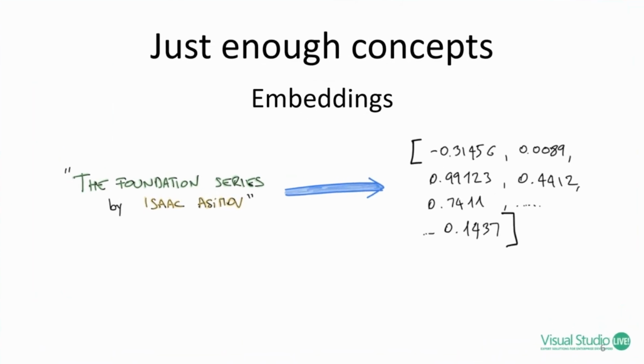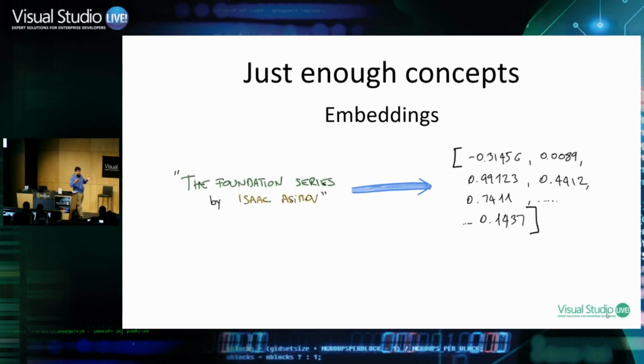So the first thing that you have to understand here is the concept of embeddings. Embeddings are nothing more than a fancy word, if you want, for vectors. Vectors are a sequence of numbers that usually represents a point in space. And in this specific case, the vector that I just came up with, some random numbers, that you see on the right, represents the concept I wrote on the left. So I say here that the Foundation series by Isaac Asimov, which is one of my favorite series and authors, is represented by that vector.